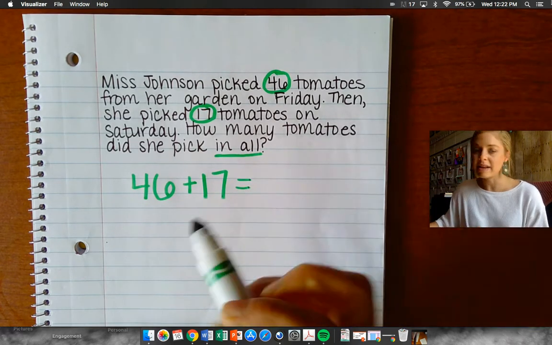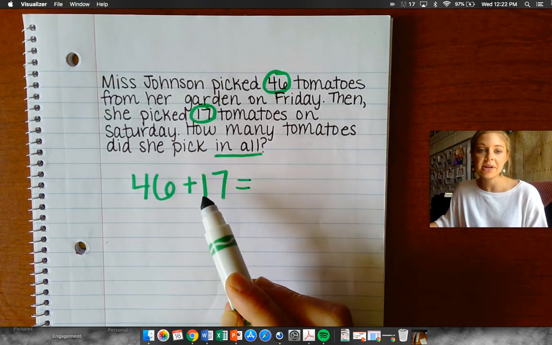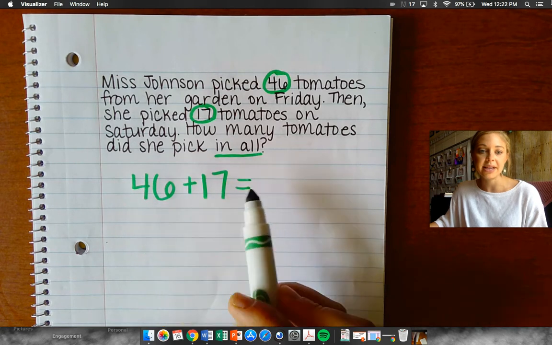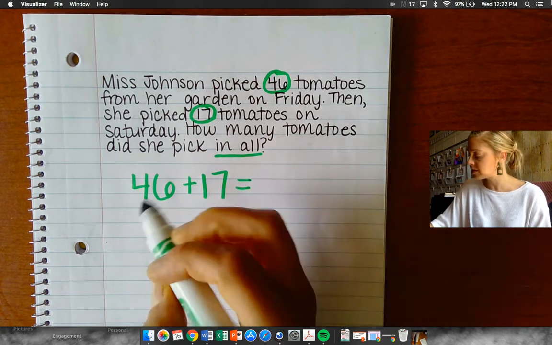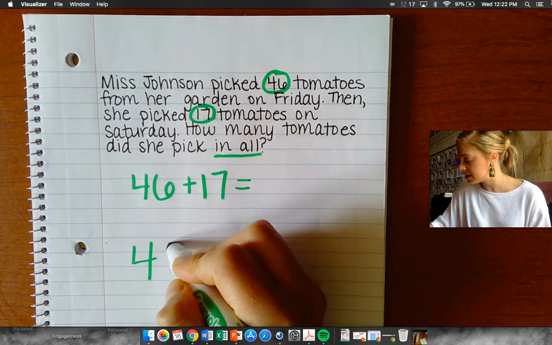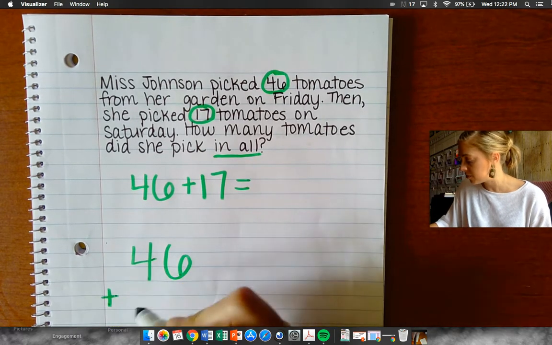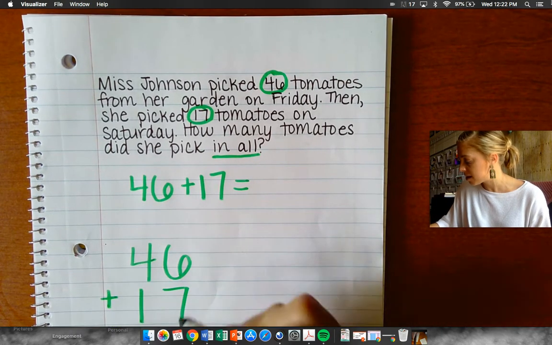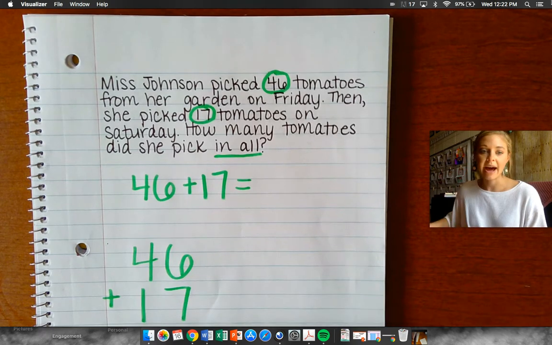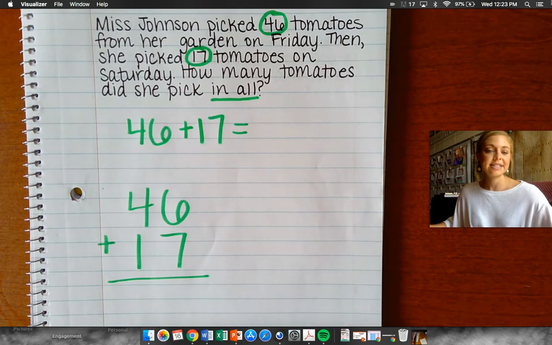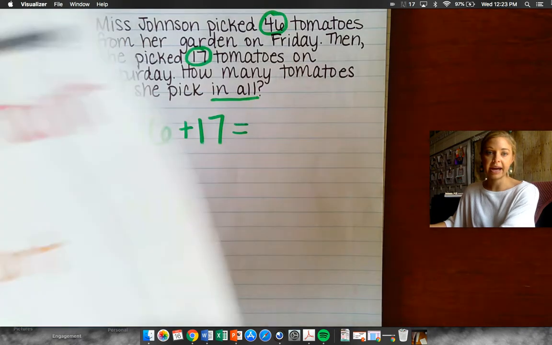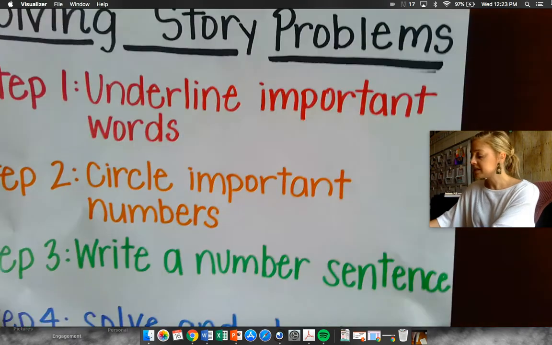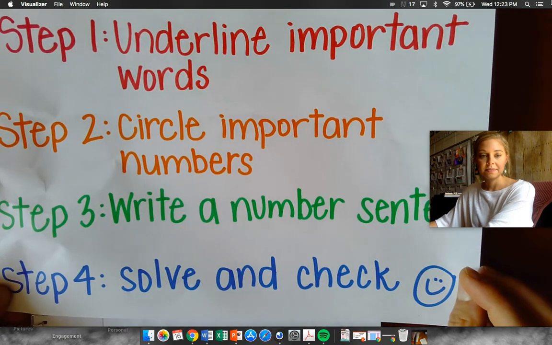And I don't really like solving problems this way. So whenever I see a problem that's going sideways like this, I'm always just going to put it vertically, which means up and down. That is the way that we usually solve math problems. So I'm going to do that. Step 4, after I have written my number sentence, is to solve and check.